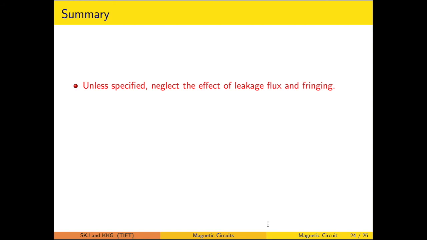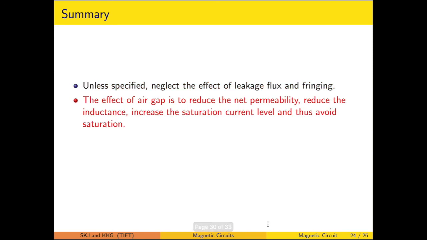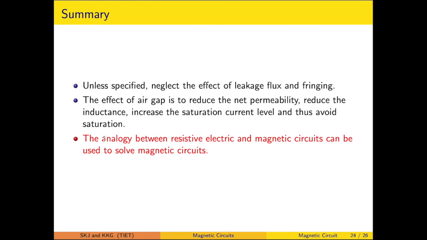So now we can make the summary. Unless specified, neglect the effect of leakage flux and fringing. The purpose of the air gap is to reduce the net magnetic permeability, reduce the inductance, increase the saturation current level, and thus avoid magnetic saturation. There is a strong analogy between resistive electric circuits and magnetic circuits, so we can make use of this analogy judiciously. This holds true for series parallel combinations; even the KCL and KVL for electric circuits are analogous to the KCL and KVL for magnetic circuits.